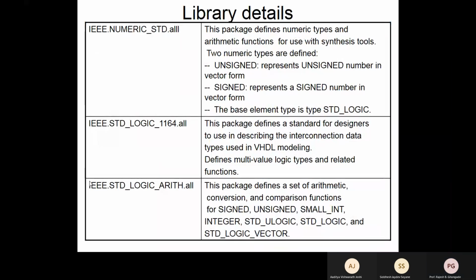Then IEEE.numeric_std.all. Again, this is numeric type. Basic element is std_logic. Okay. And this library details you can just go through. I'm going to share the handouts also. So all these are the library details.